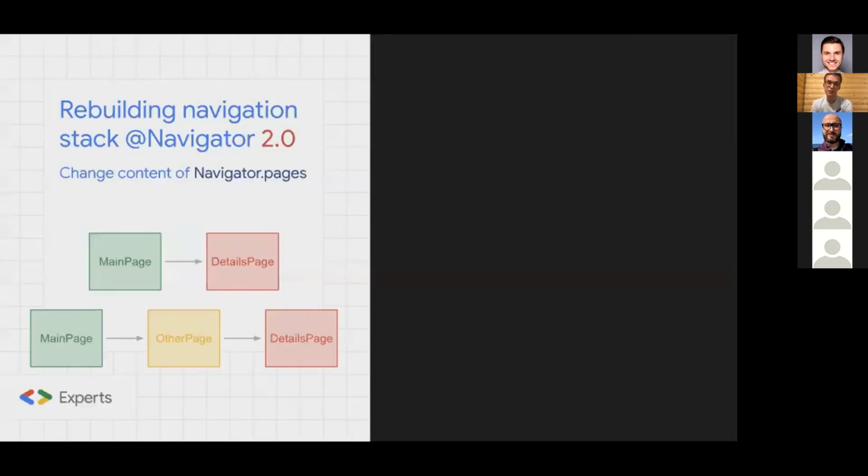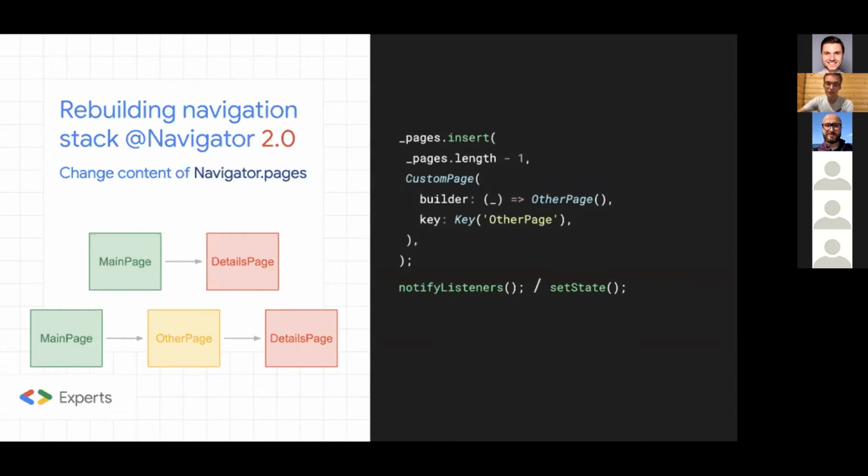But actually, what you can do with Navigator 2.0 is much more convenient. The only thing that you need to do is to add a page or insert a page to the list of pages, and that's all. And for me, when I saw this for the first time and tried it, it was amazing. You just have your list of pages, insert a page in between the pages, and it works.